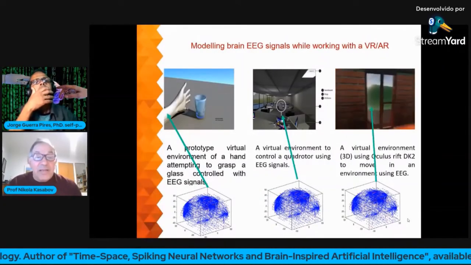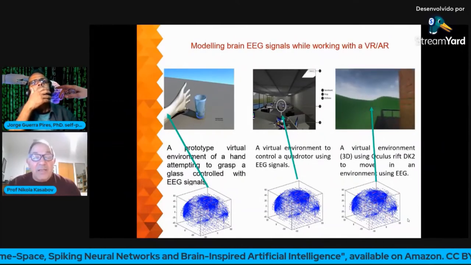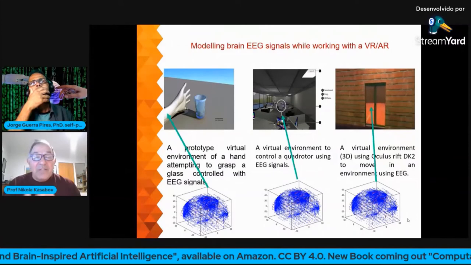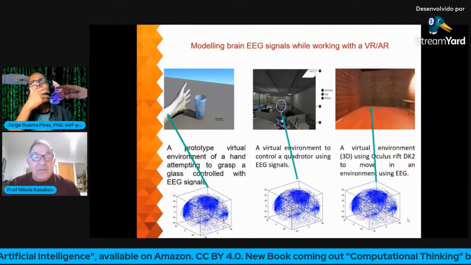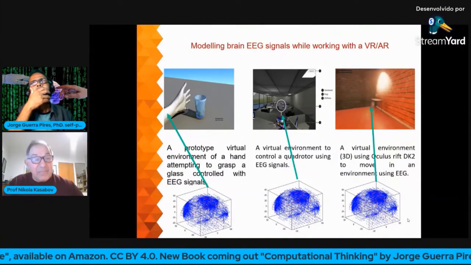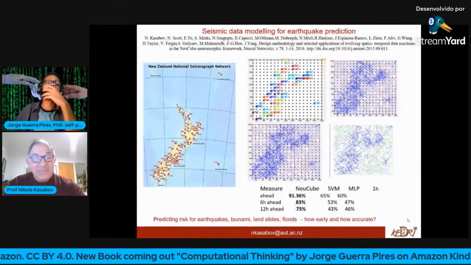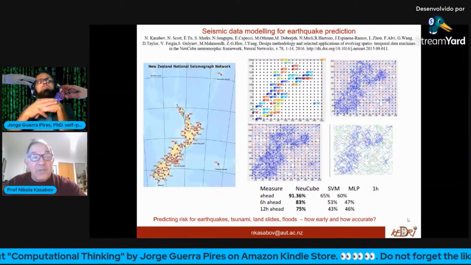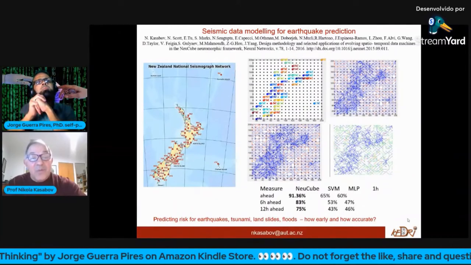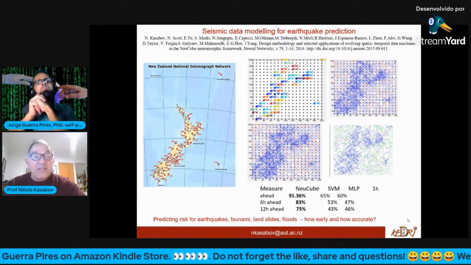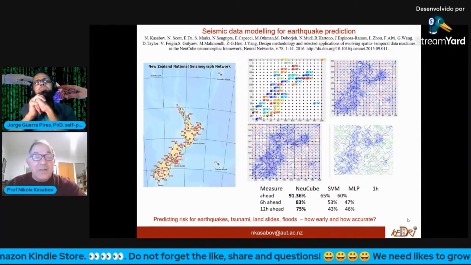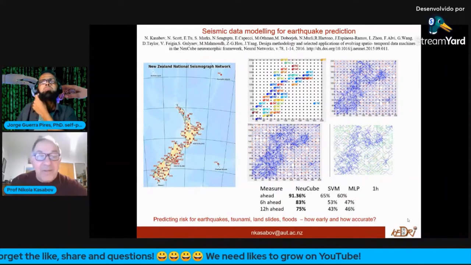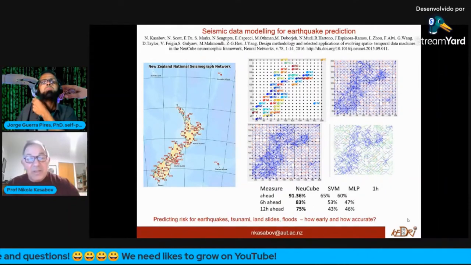Also, virtual reality: how we work in virtual reality and how our brain reacts to virtual reality. Do we have sickness, cyber sickness or not? That can also be modeled. Next slide, please. Seismic data can be used as spatial-temporal data to build predictive patterns of earthquakes. And this is one particular application that is currently being developed in collaboration with an international team.